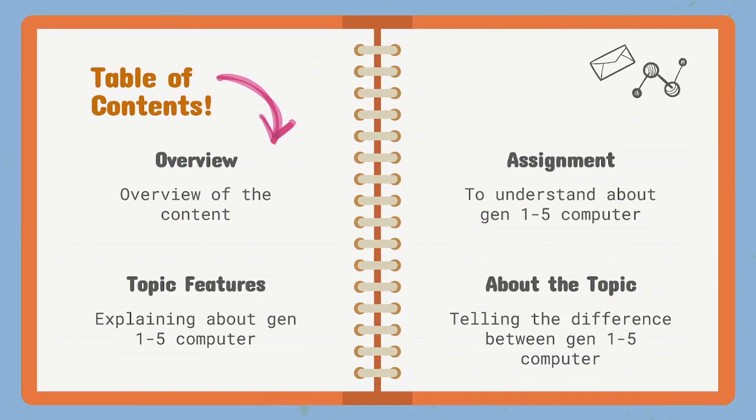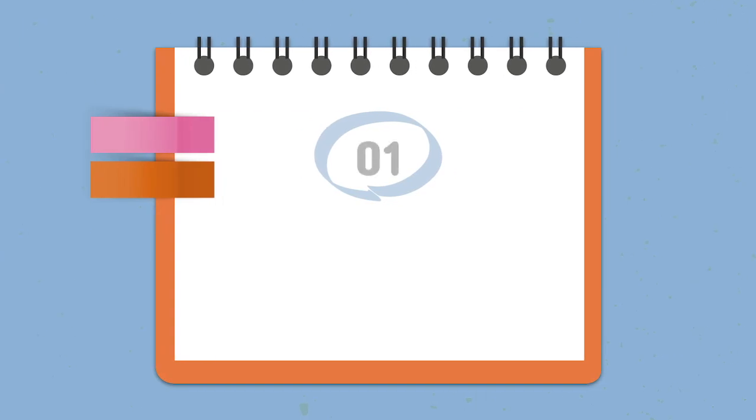Okay, here is the table of contents of what we're gonna discuss today. You can take a look before I move on to the first one. Alright, let's go to the next one. Okay, the first one, Generation 1. Before I go to Generation 1, let's talk about computers in general, shall we?